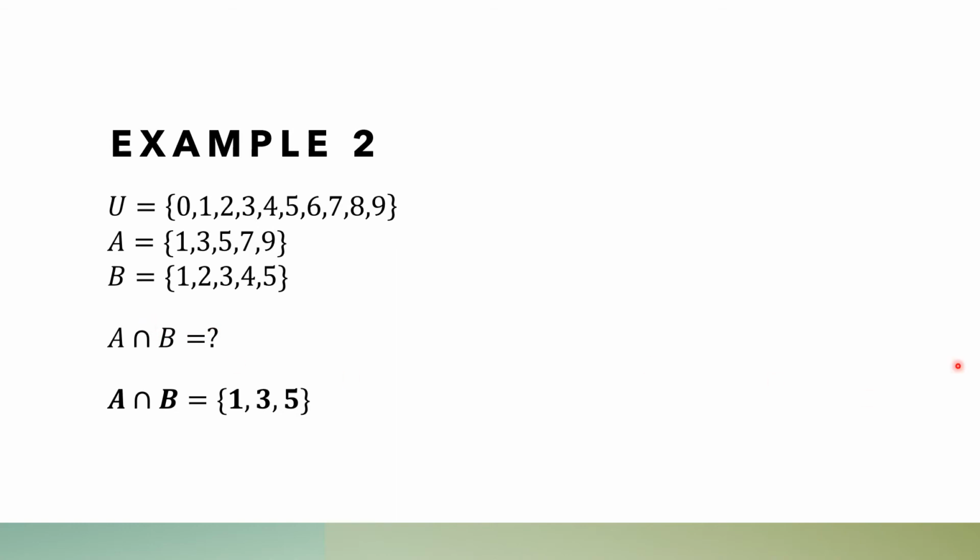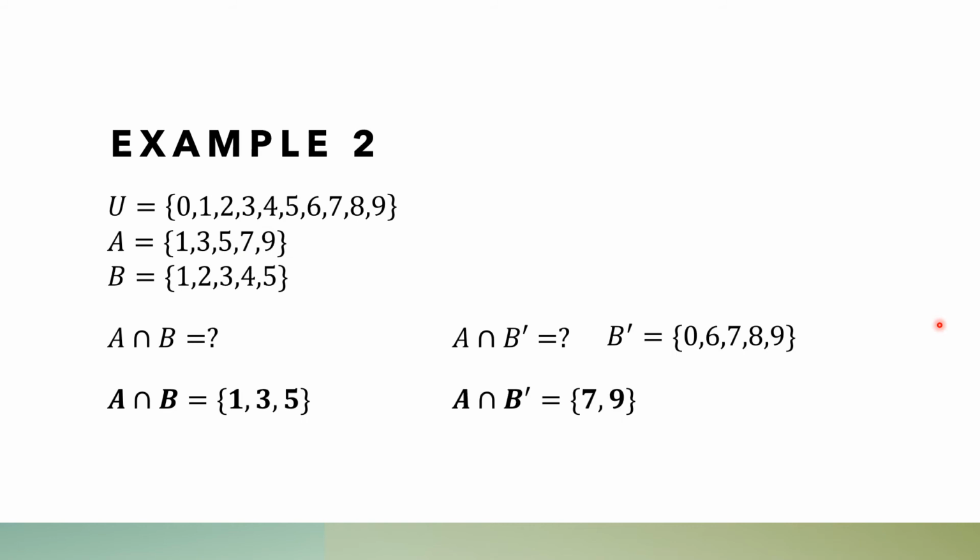Now, let's have another challenge. How about if we have A intersection B prime? The strategy is to get first the elements of B prime. So B prime would be 0, 6, 7, 8, 9. And then get the intersection of A and B prime. What is common to them is 7 and 9. So the answer is A intersection B prime is 7, 9.